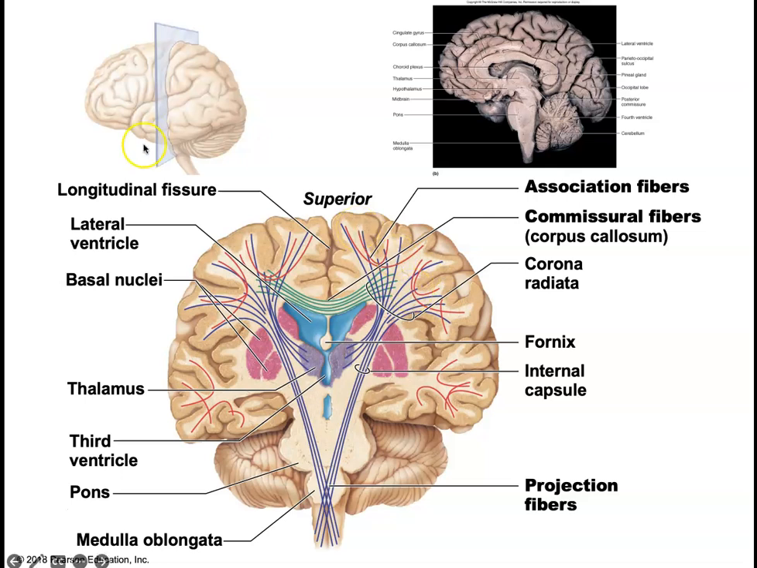And then what we have is going to be the tracts that are called the projection tracts that run up and down. And these are vertical fibers that go from the brain down through the spinal cord.